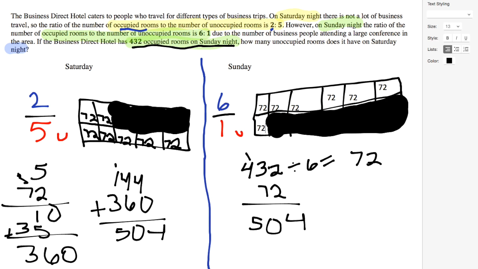So, how many rooms were there? Let's go ahead and write it out as our sentence now. There were 360 unoccupied rooms on Saturday night.